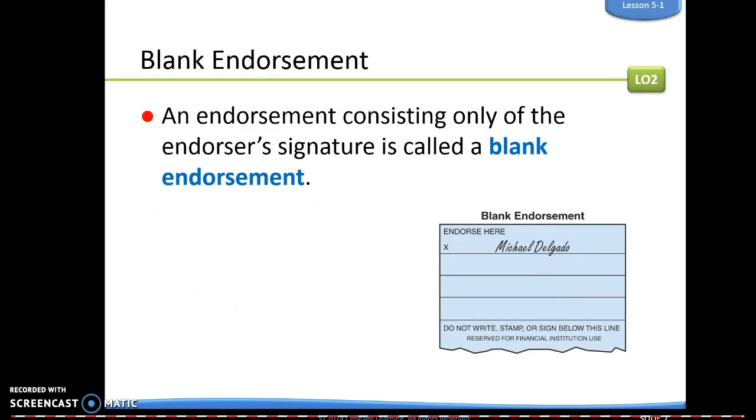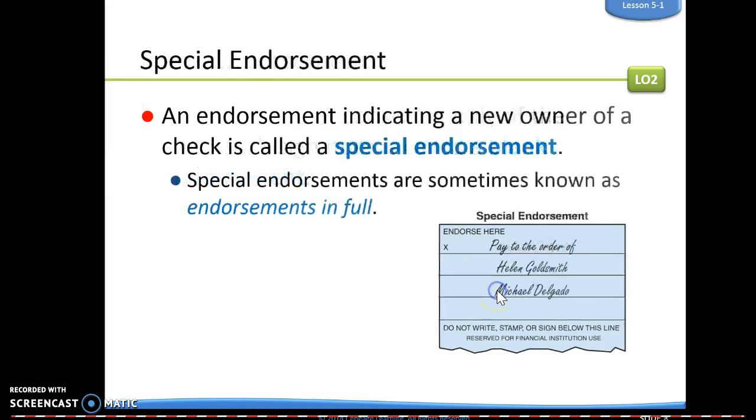Now, a blank endorsement is literally just the endorsement with the endorser's signature. So Michael Delgado is the one that's signing this check. He is saying that it is okay to transfer that money.